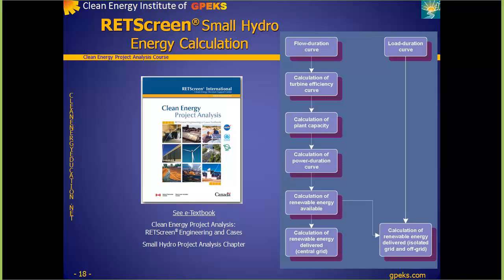It is assumed that central grids can absorb all the energy produced by the plant, so for them, the energy delivered is equal to the available energy. For isolated grid plants, output of the plant in excess of the load is not used, so the power duration curve must be compared with the load duration curve to determine which is the limiting consideration.